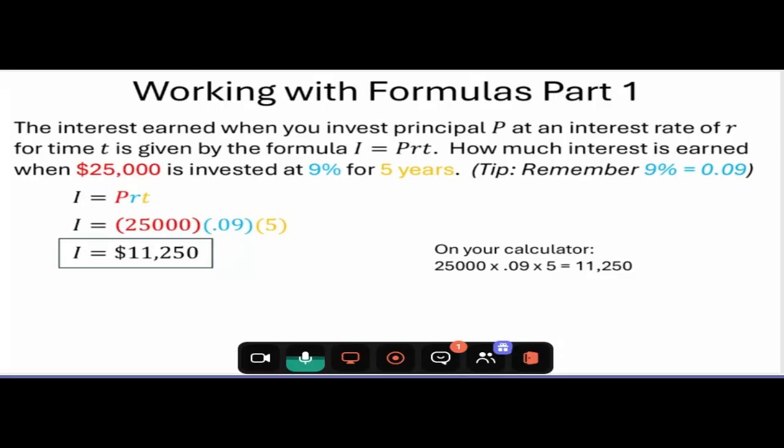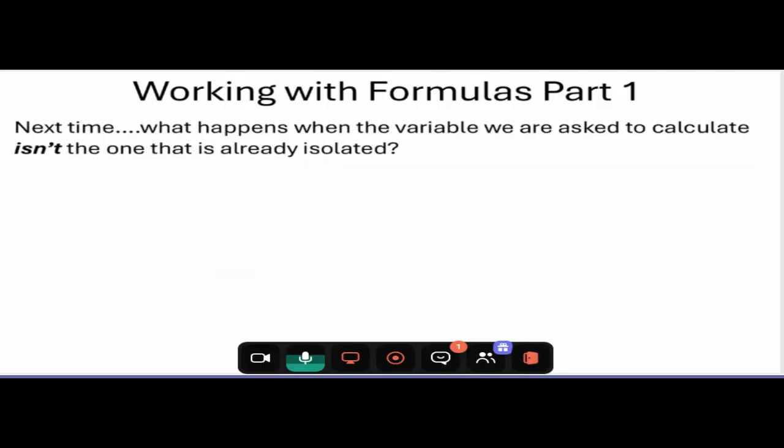All right, so next time we are going to look at what happens when the variable that we want to calculate isn't the one that's already isolated, which means we're going to need to use equation solving to isolate it.